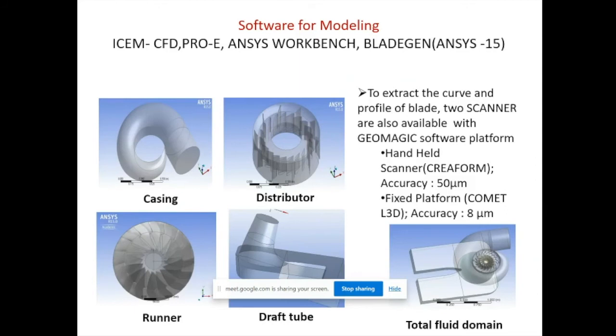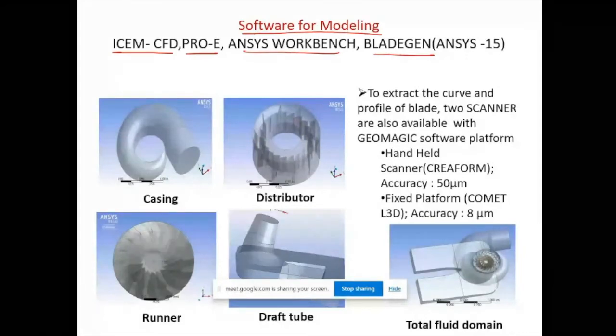Okay. Now you can see, for modeling, we can use any kind of software: ICEM CFD, ProE, ANSYS Workbench, BladeGen, SolidWorks. Any software we can use for modeling of a fluid domain. Here you can see this is a model of the casing. This is the stay vanes and the guide vanes. Then it is a runner. Then the last part is a draft tube.